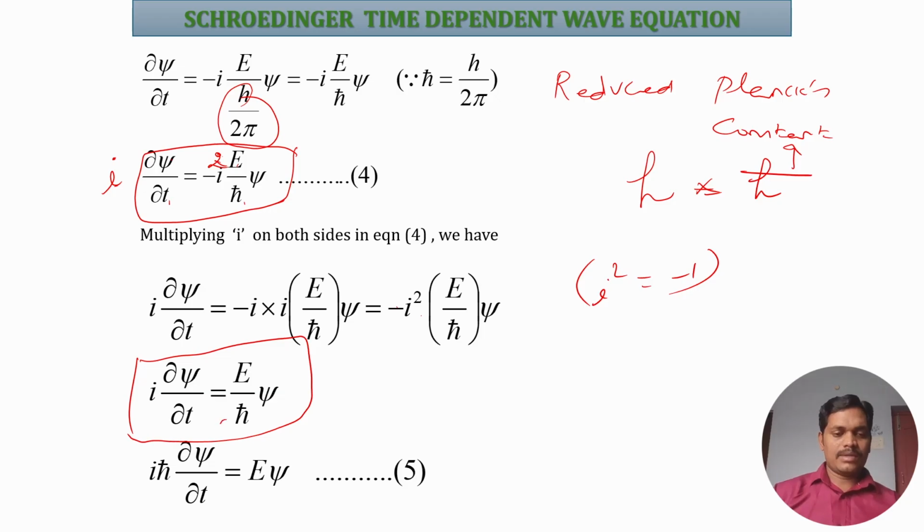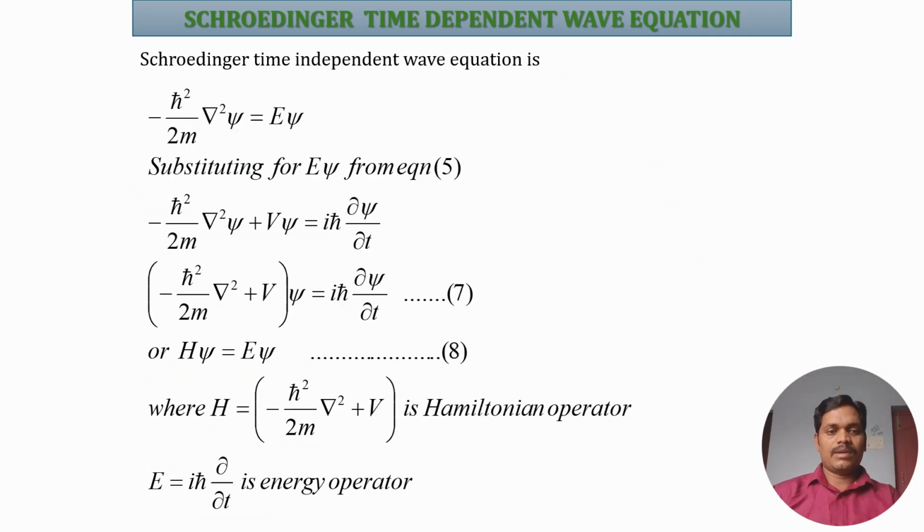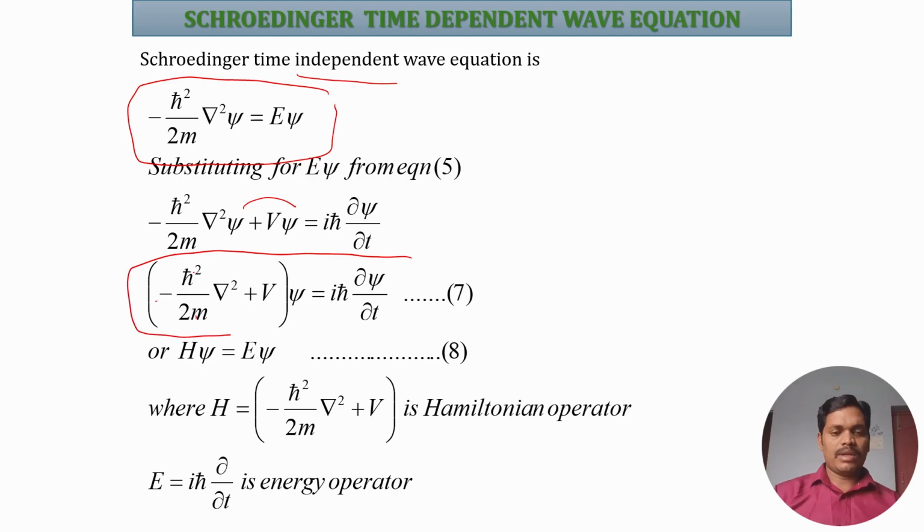Again, rearranging this equation, you can write it as iħ ∂ψ/∂t = Eψ. In the Schrodinger time independent wave equation, we have already obtained one equation for Eψ that you can substitute here. So it is -ħ²/2m ∇²ψ = Eψ. Substituting this, and taking ψ out, you can get [-ħ²/2m ∇² + V] ψ = iħ ∂ψ/∂t.